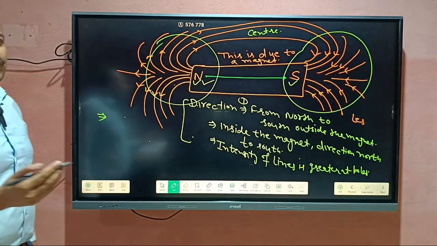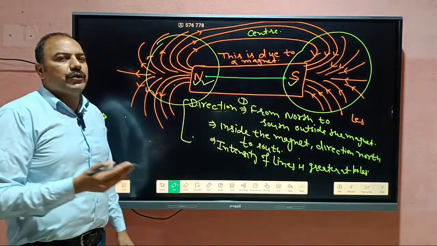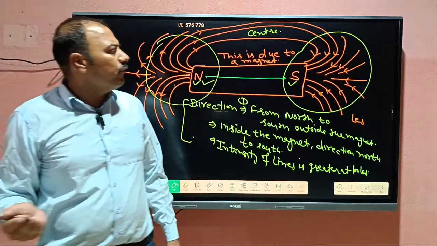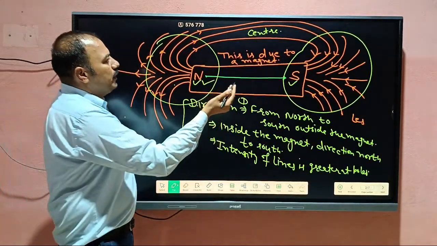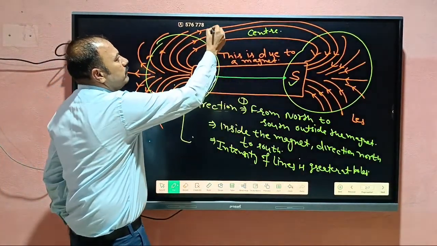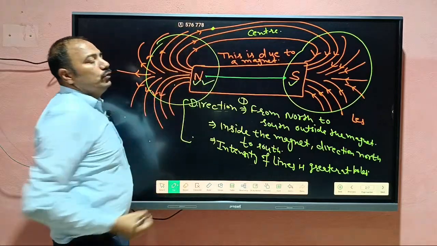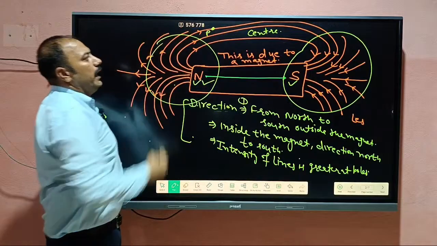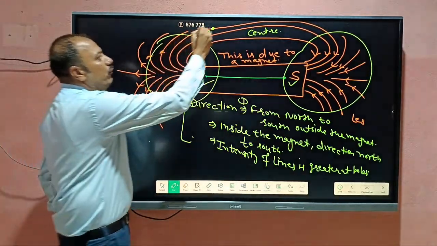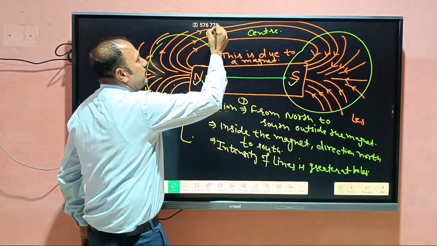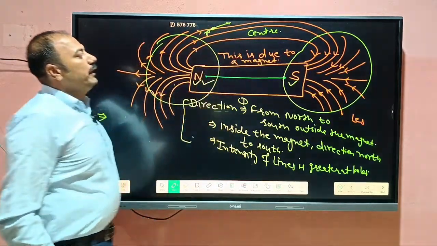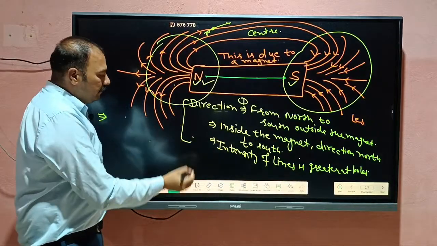And another thing we can find out is the direction of a magnetic field. So how do we find the direction of a magnetic field? Take a tangent. For example, this is a line. Select a point here, point P, and draw a tangent. This tangent gives the direction of the magnetic field.